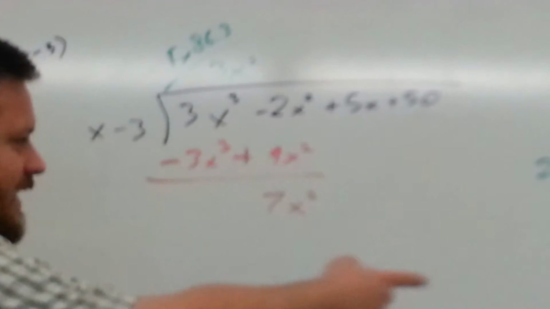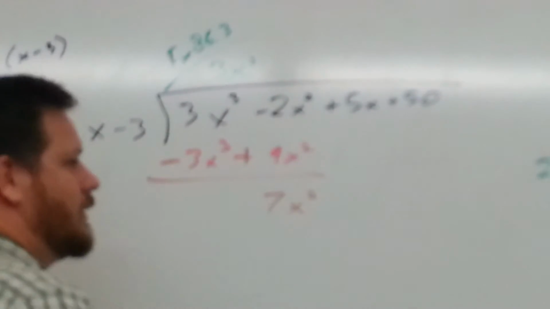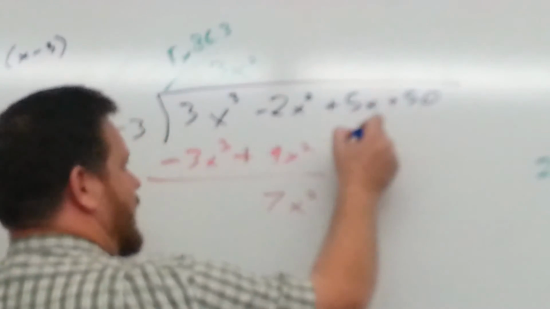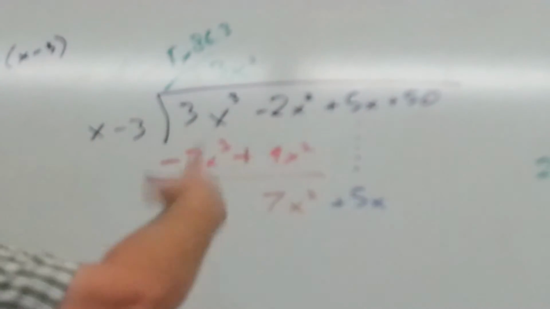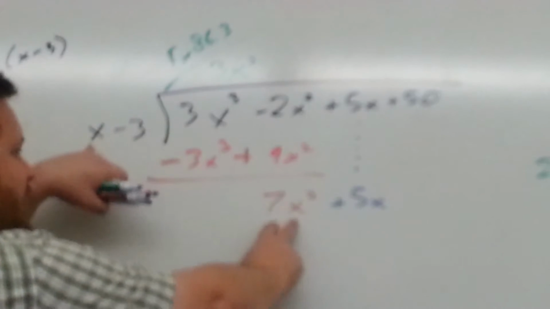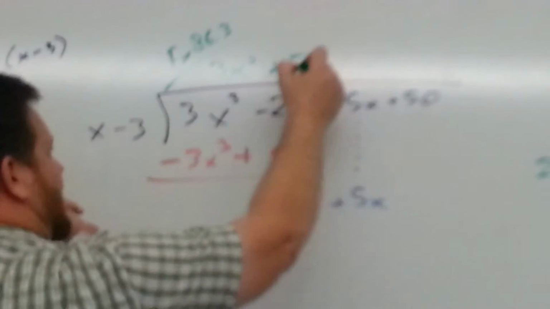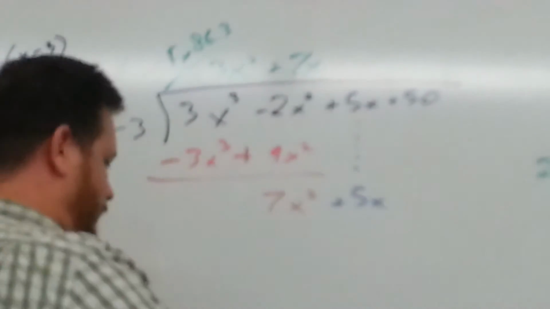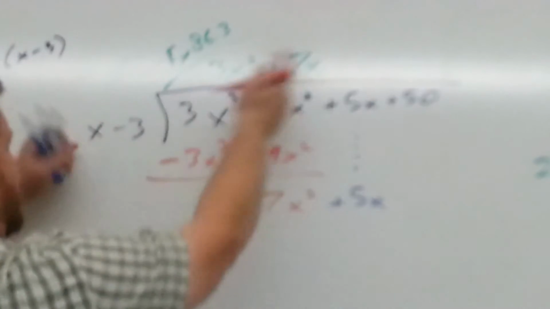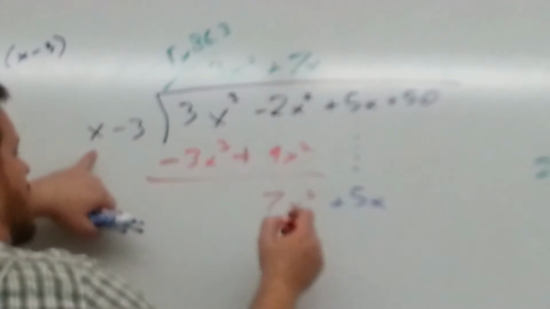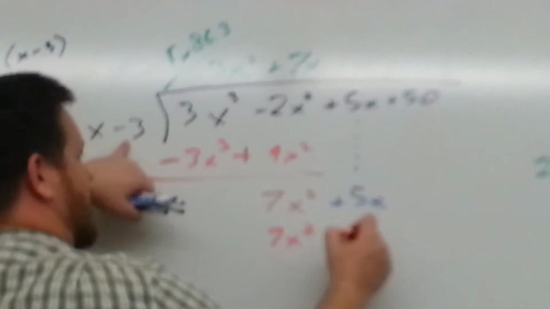So what's my next step? After I subtract, I bring down. I'm going to bring the 5x down, and then I do it again. x times what gives me 7x squared? A positive 7x. Then I multiply 7x times x, 7x squared, and 7x times negative 3, negative 21x.